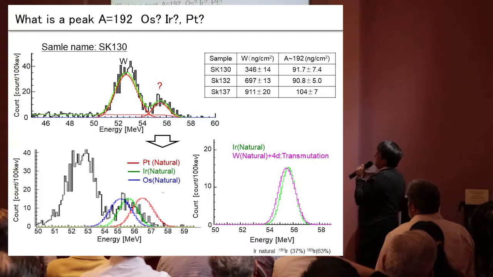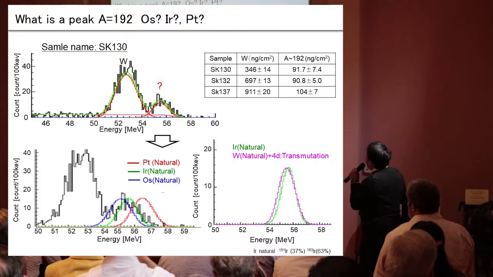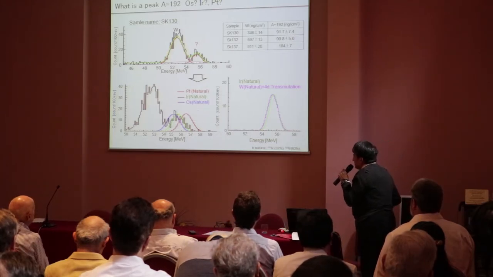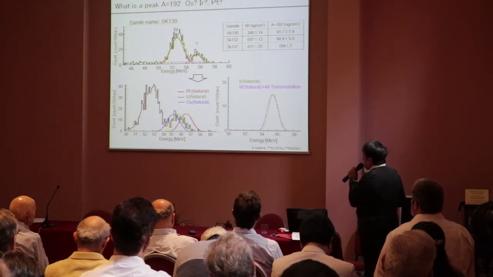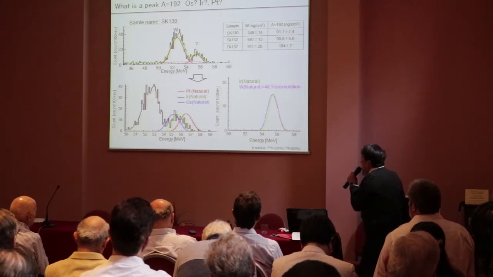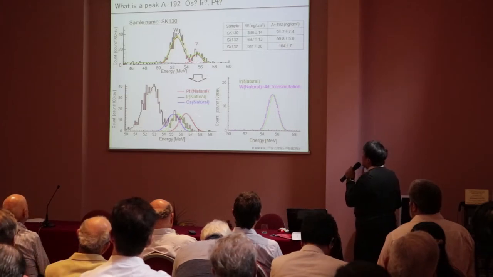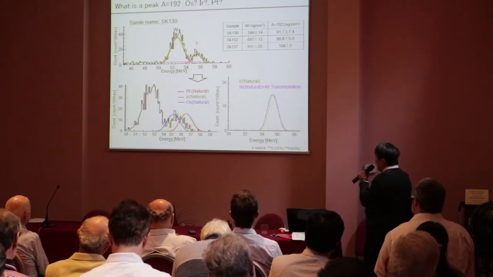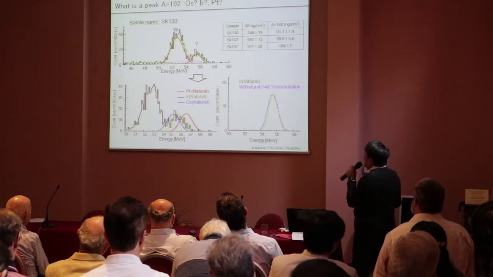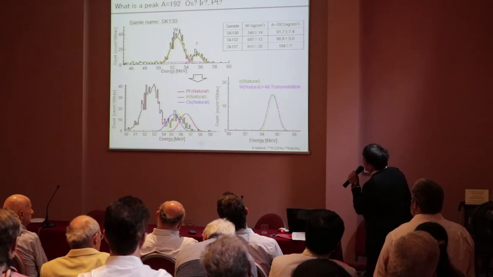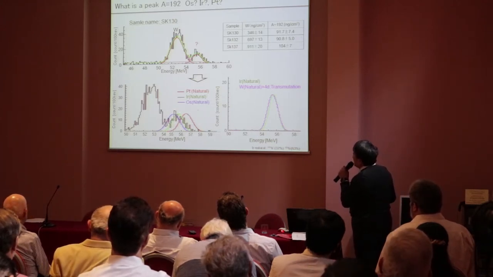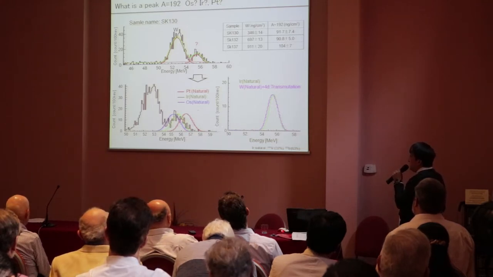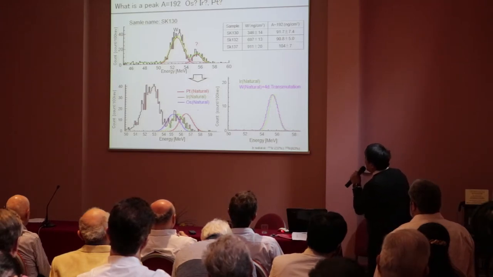So we calculated. Near mass 192 there are elements platinum, iridium and osmium in natural isotope ratios. If natural platinum existed near the surface it would make the peaks, but this did not correspond to the experimental data. So the possibility that impurity platinum gathered at the surface is rejected by this result. Osmium does not correspond. Only iridium corresponds to this experimental data. But iridium is a rare metal, and our laboratory never used iridium. It is difficult to think that iridium contaminated the samples.